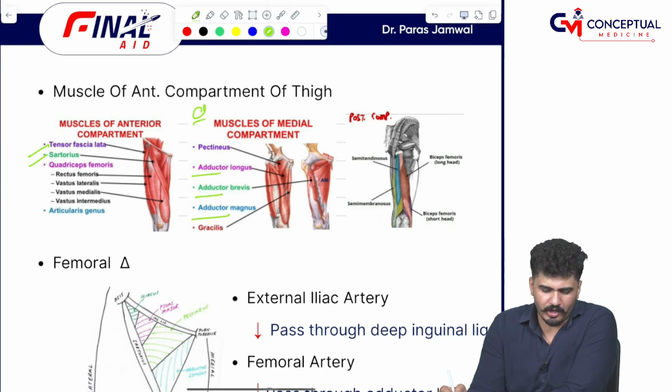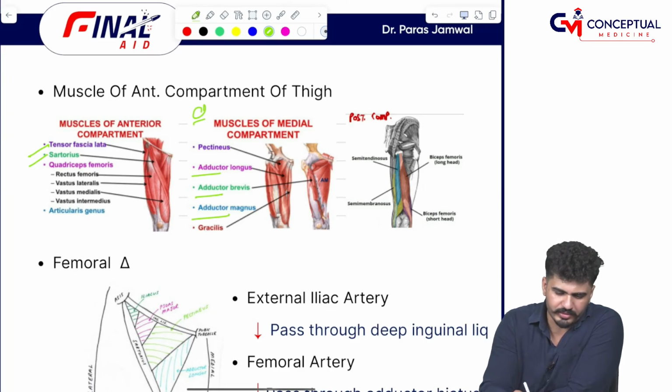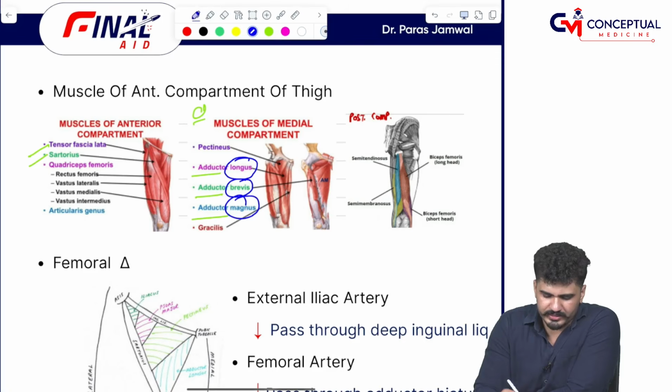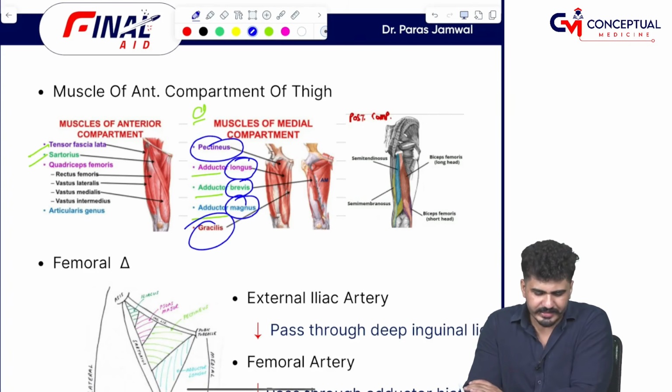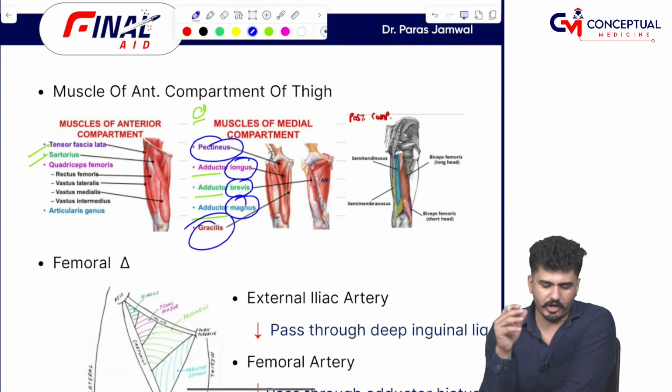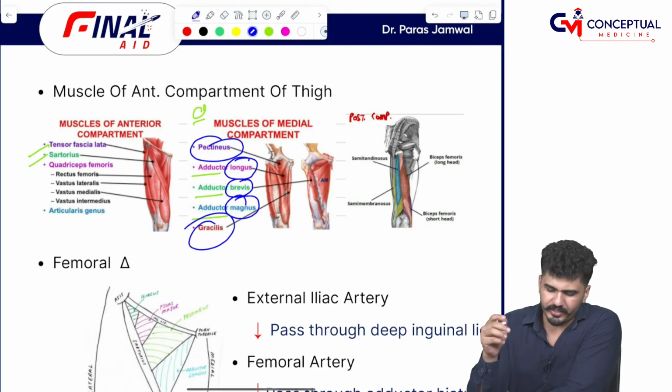So, name is very common for the posterior compartment. Very good. This is adductor. One is longus, one is brevis, one is magnus. Along with that, pectineus and gracilis muscle is there. Adductor: that is longus, brevis and magnus, and along with that pectineus and G for gracilis.